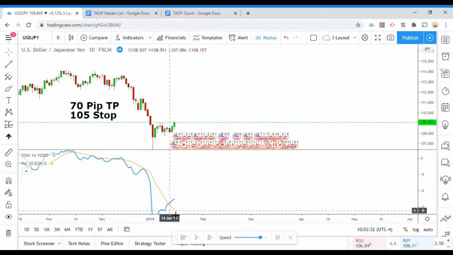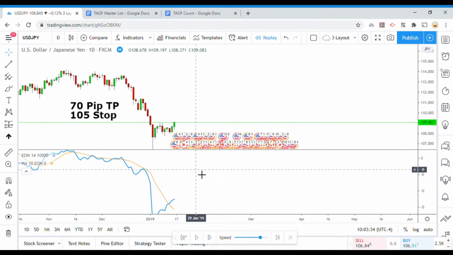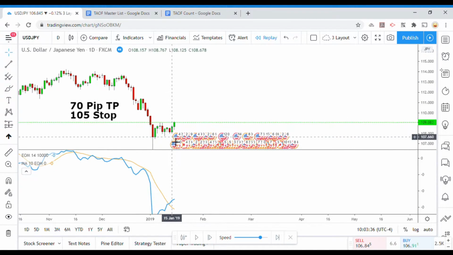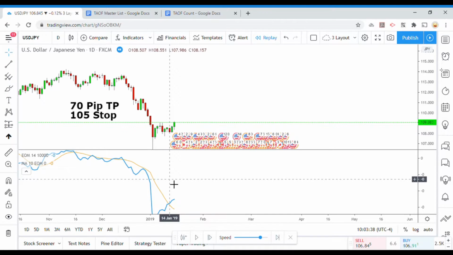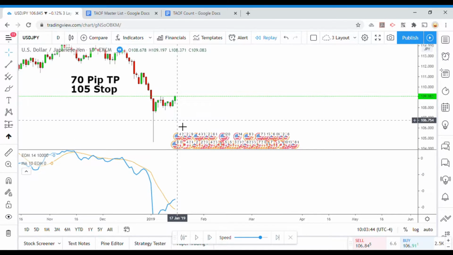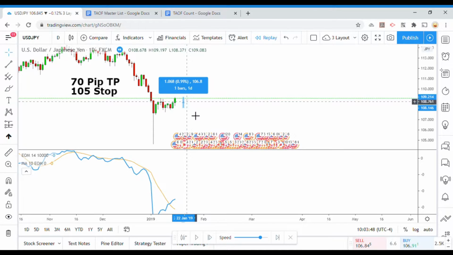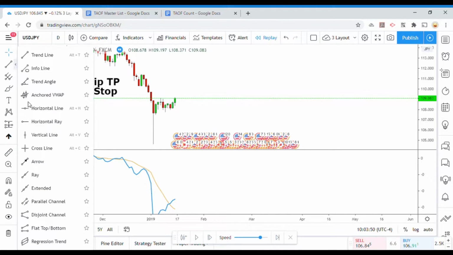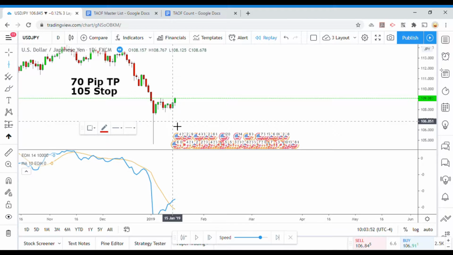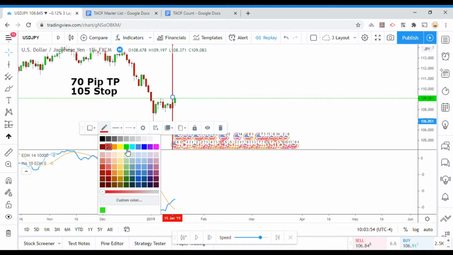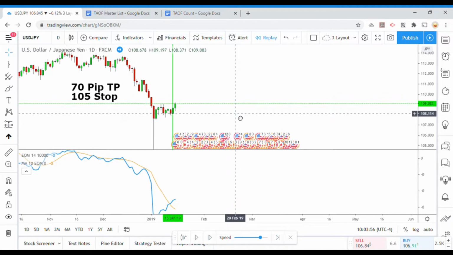Alright, there is the first cross right there. That is a buy. Let's see. It crossed on that one, and it gave us a win. Always good to have a win on the first signal we get.